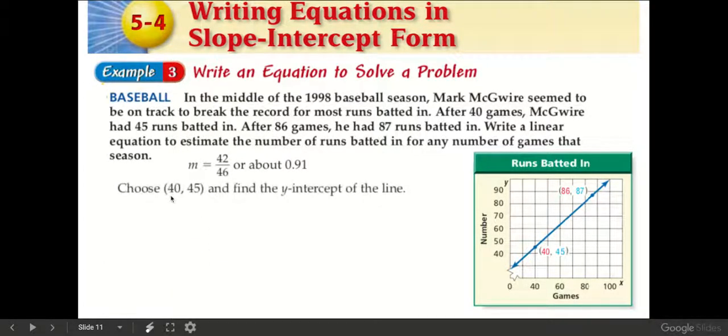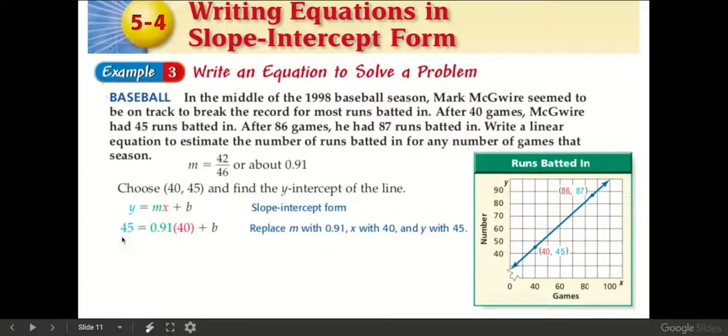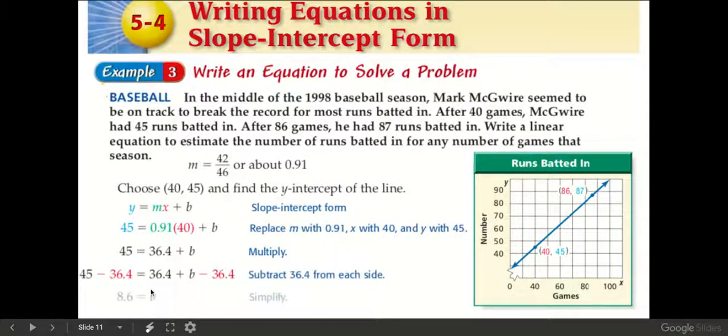Now we want to use one of the points. Let's use the smaller point because it's got smaller numbers. We're going to use that to find our b, our y-intercept. So here's our equation. We're going to substitute our slope in and substitute our x and y values in. 40 is the x value, 45 is the y value, and I put in my slope. Now I'm just going to solve for b. So 0.91 times 40 is 36.4. Subtract 36.4 from both sides, and that gives me 8.6. So my y-intercept is 8.6.